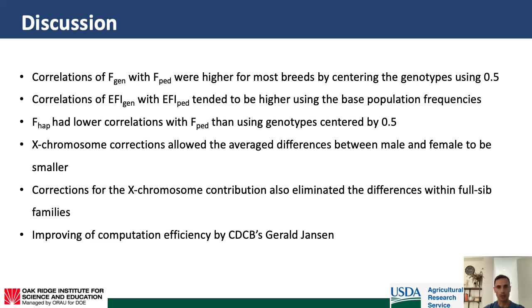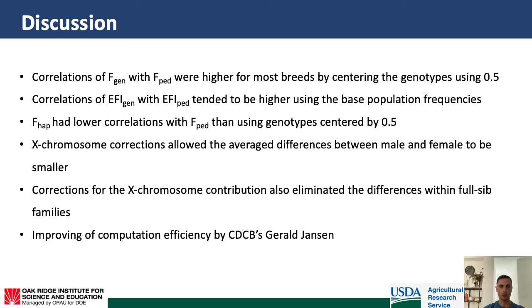The X chromosome corrections allow the average differences between male and female to be smaller, and therefore the genomic inbreeding more similar to pedigree inbreeding, although some of these differences will never completely disappear because male genetics in dairy cattle, especially in Holstein, is limited to a few ancestors only. Also, the correction for the X chromosome contribution eliminated the differences within full sib families.